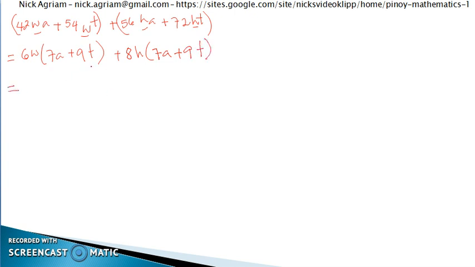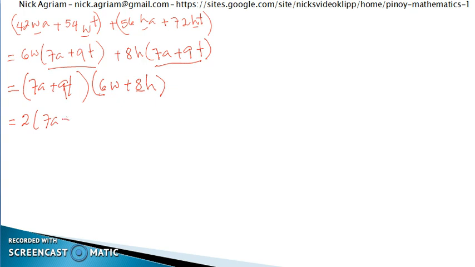Then we have a common factor between the two terms that we have grouped. So we have 7A plus 9T multiplied by 6W plus 8H. But between 6 and 8 we have 2 also. So we have 2 times 7A plus 9T multiplied by 3W plus 4H, removing 2 from 6 and 2 from 8. Let's see if we can do that also in another grouping.